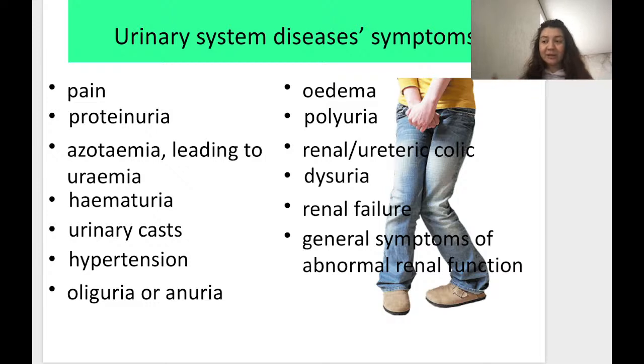These were the main things for today. It is very short about the urinary tract and kidneys, the main signs, symptoms and syndromes for today.